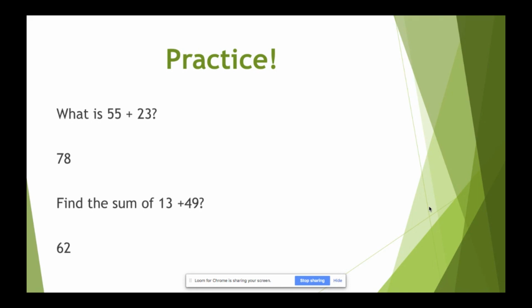Okay, question 2. 13 plus 49 is 62. Thumbs up if your group got it right. Anyone with their thumb up, explain how your group got your answer. Did anyone else get the same answer a different way?